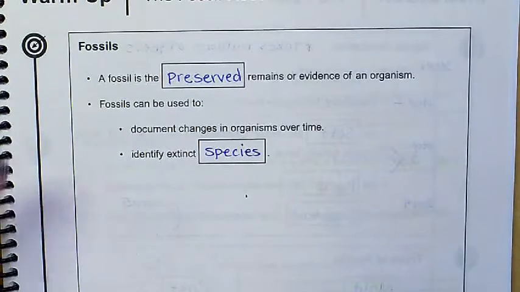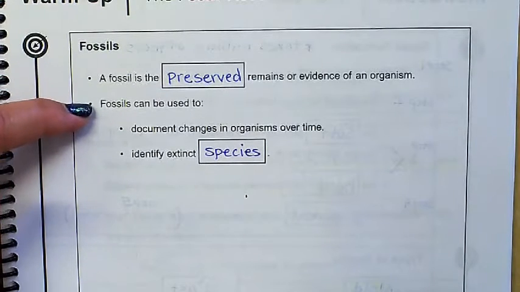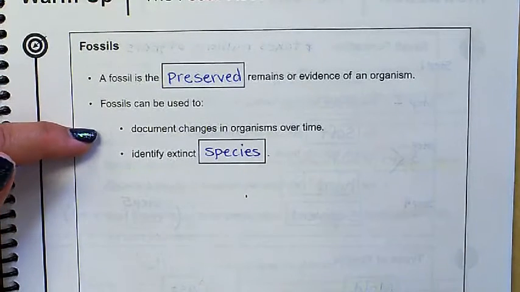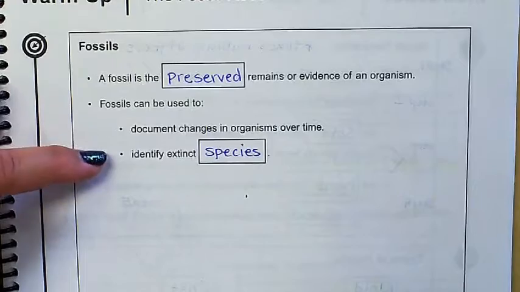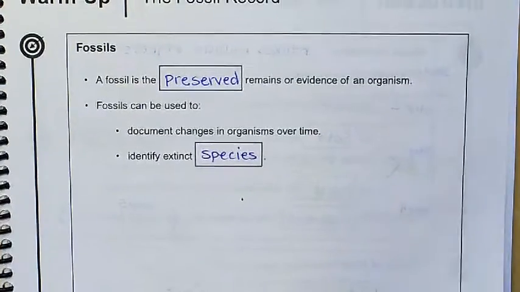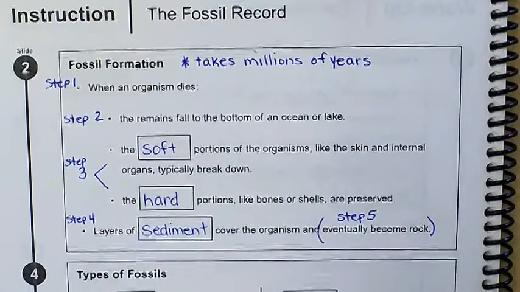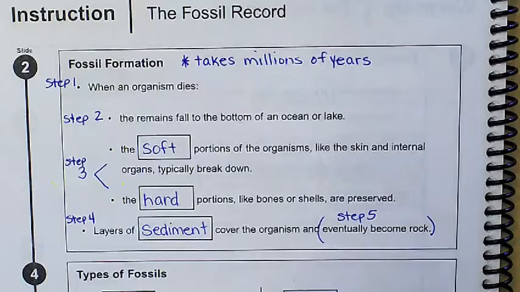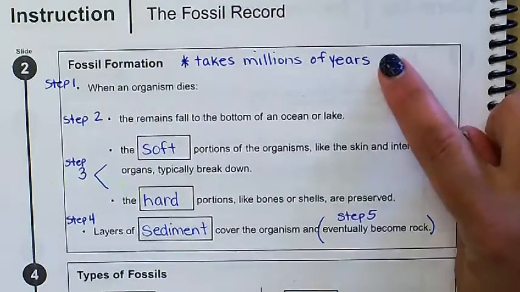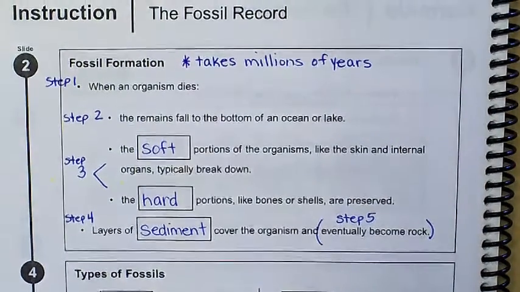So our review here on fossils, a fossil is the preserved remains or evidence of an organism. Fossils can be used to document changes in organisms over time and identify extinct species. So here are the steps of fossil formation. Remember, this does take millions of years to complete. It is not a fast process.